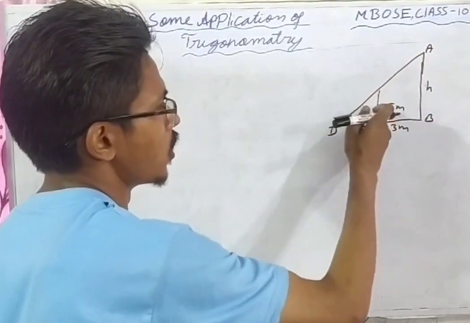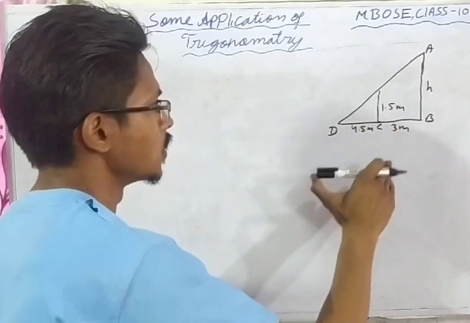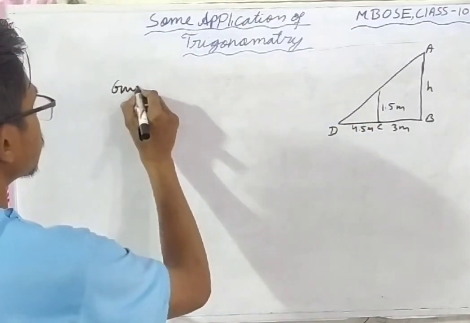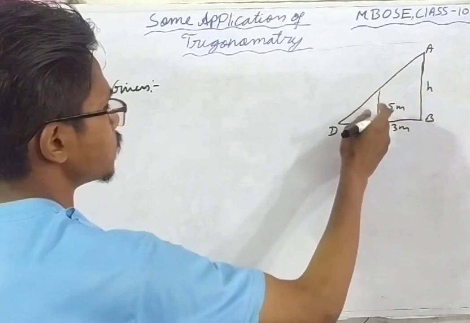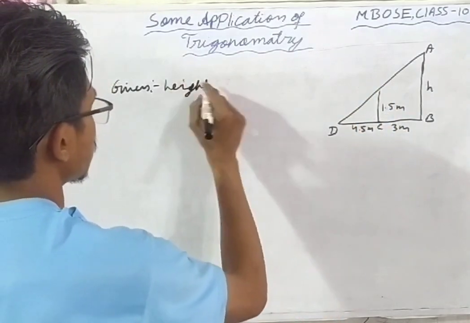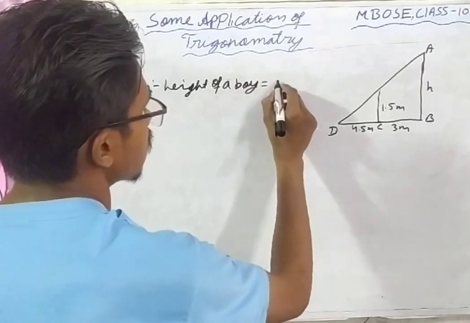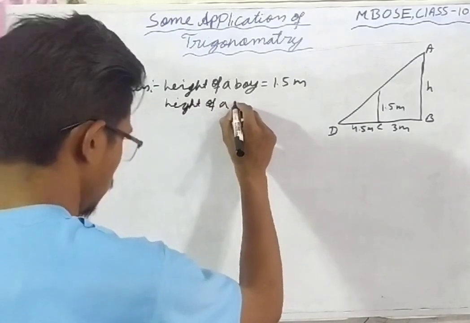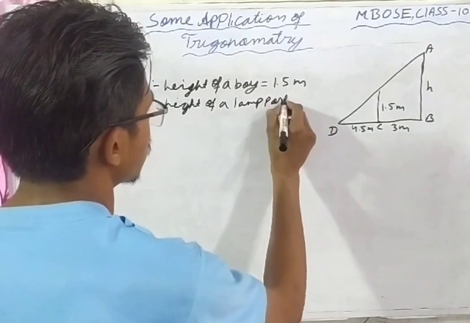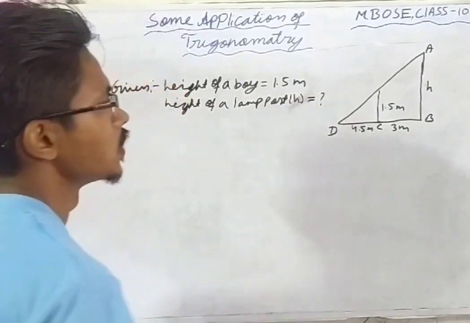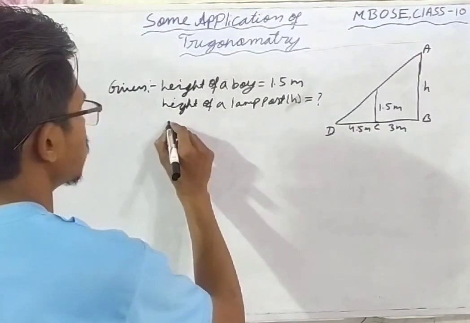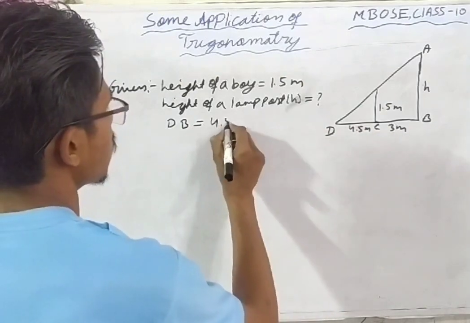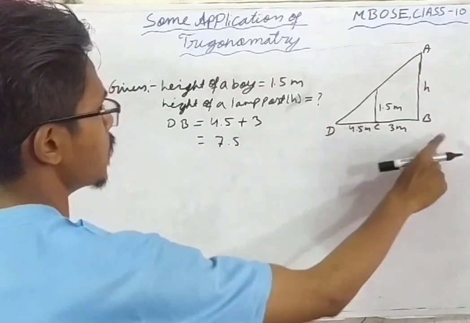This is the height of the lamppost. This is the boy, the height of the boy, and this base is already given here. The length of the shadow is given here. So what is given here? That thing we have to write here. Given: the height of the boy is 1.5 meters. The height of the lamppost, this one we have to find. The base is given: DB is 4.5 plus 3, which is 7.5. The base is 7.5 here.